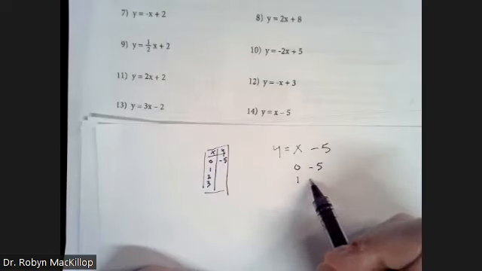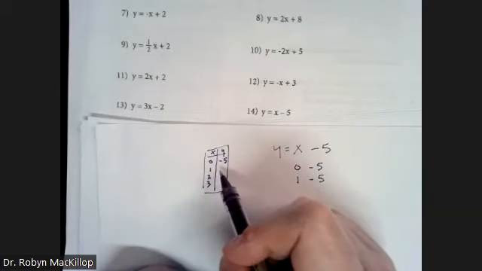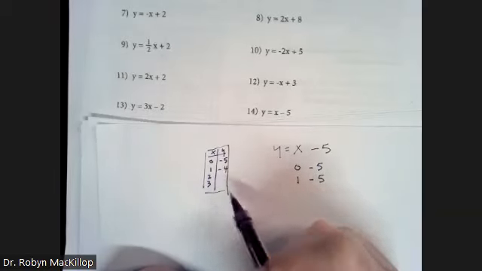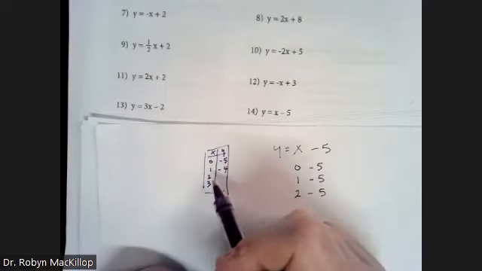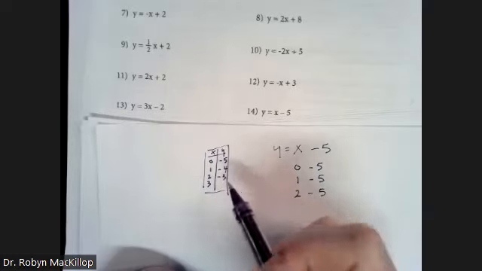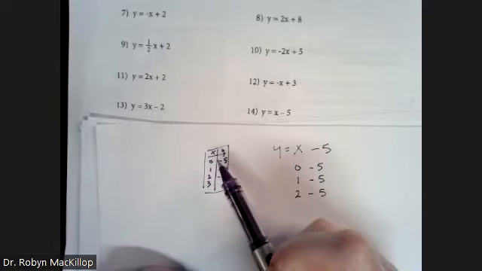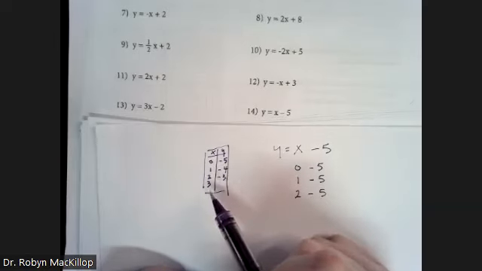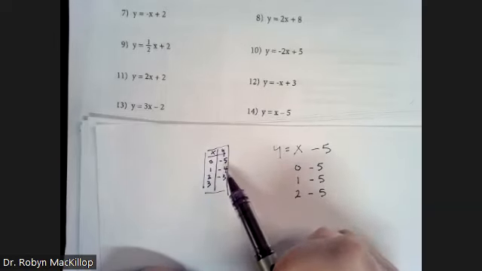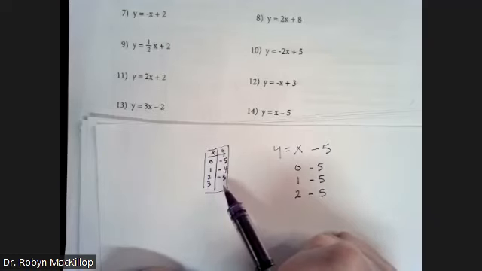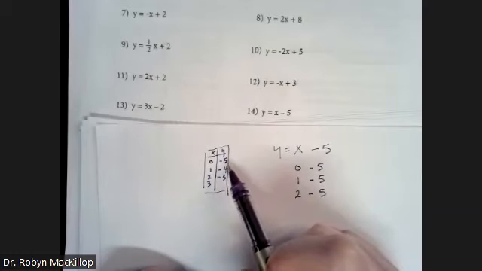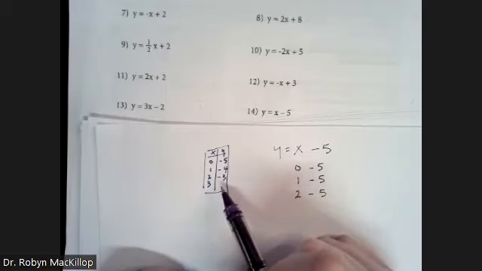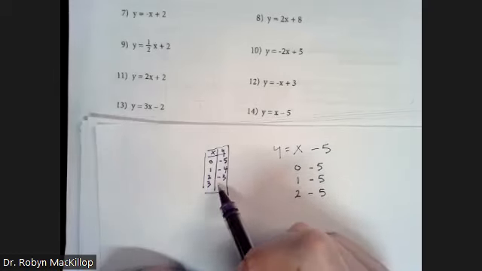If x is 1, then y is negative 4. Perfect. If x is 2, y is negative 3. Look at the pattern. That's the other thing. We just went up by 1 for x. Well, look at y. Y is going up by 1, isn't it? You could put in this number without even doing this. Negative 5, negative 4, negative 3, negative 2. You got it.